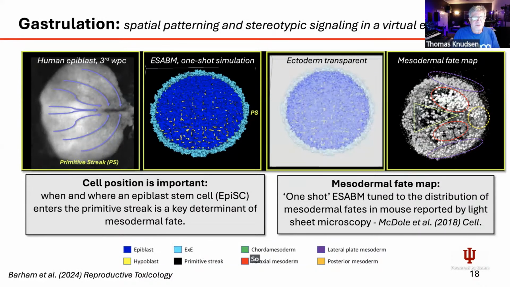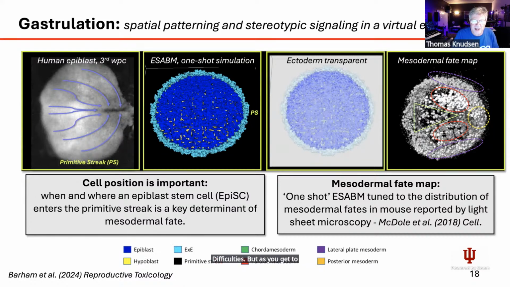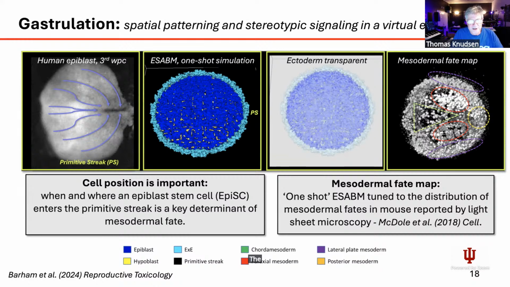The first model I'll show here is a 3-dimensional CC3D model. Actually, I think CompuCell3D should be called CompuCell 2.5D. Once you move to 3D, we've really uncovered a lot of difficulties, although they can be overcome, and we've worked with Dr. Glaser's group in overcoming some of those difficulties. But as you get to these complex models in a 3-dimensional context, the challenges and the computational cost become pretty expensive.